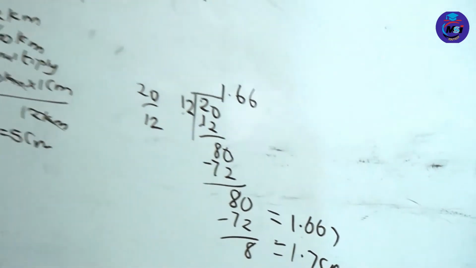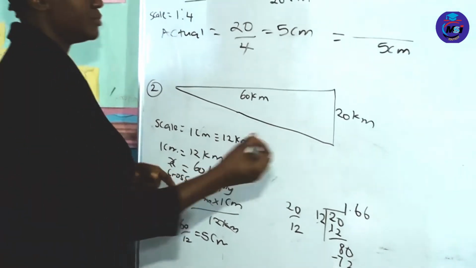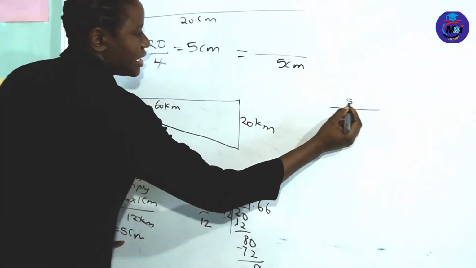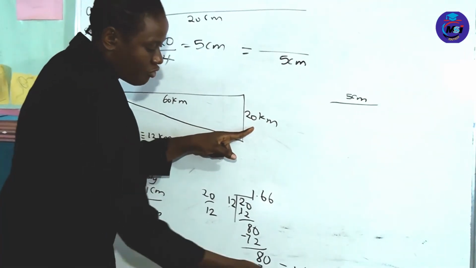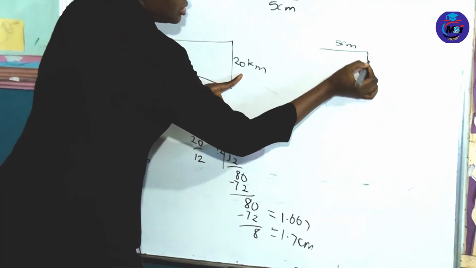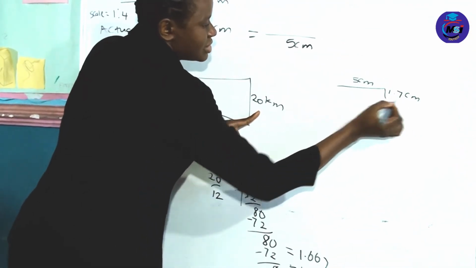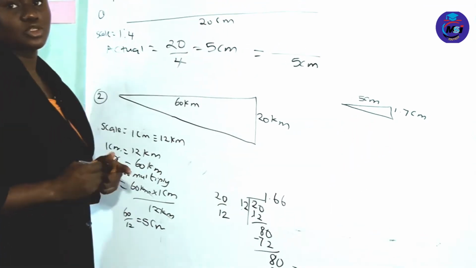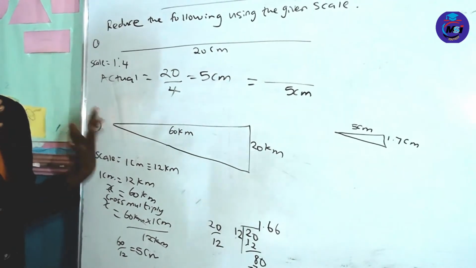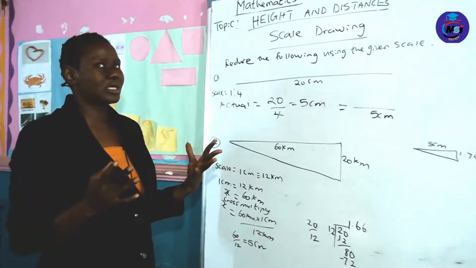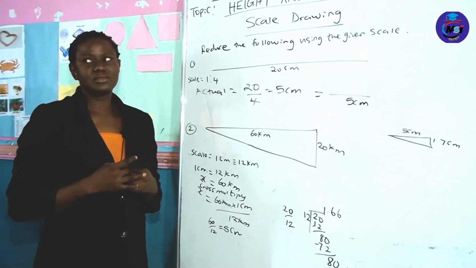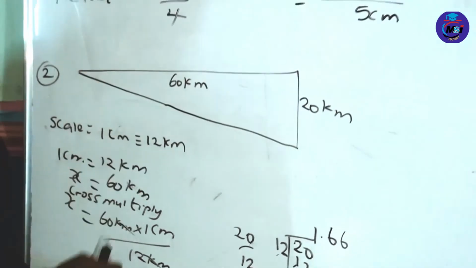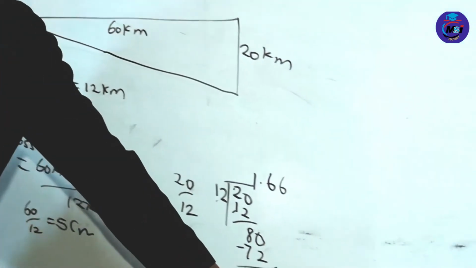So that means the new drawing would be a line of 5 centimeters and a line of 1.7 centimeters. So we have reduced actual diagrams or actual drawings using scales. Those 60 kilometers become 5 centimeters and the 20 kilometers becomes 1.7 centimeters.